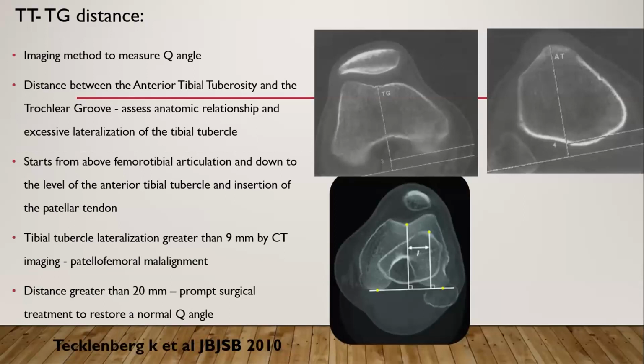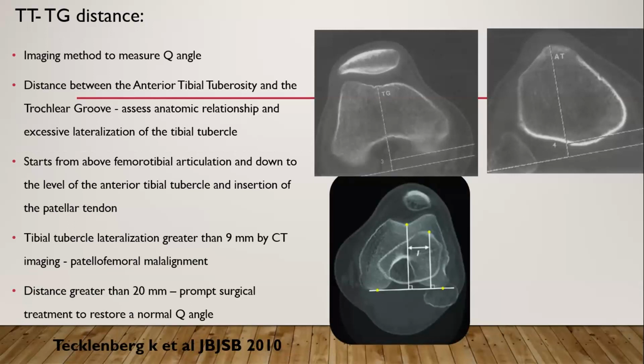So how to calculate the TTTG index? This is an imaging method to measure the Q angle. Here, the distance between the anterior tibial tuberosity and the trochlear groove is measured, and it gives an assessment of the anatomic relationship and the tibial tubercle lateralization.